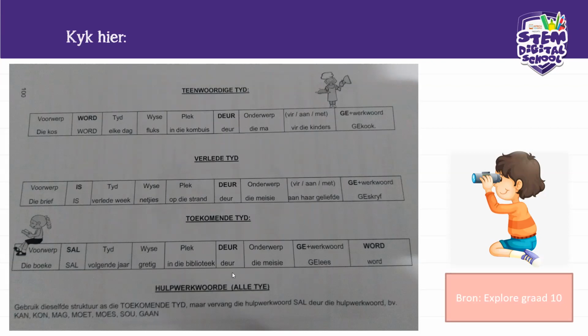Please note that we also work with hulpwerkwoorde. I think it's auxiliary verbs. In the toekomende tyd, when we write a sentence and we use auxiliary verbs, we're going to follow the same pattern as the toekomende tyd with the word at the end of the sentence, but we use sal. The hulpwerkwoord is then sal, with the rest of the words changing there.